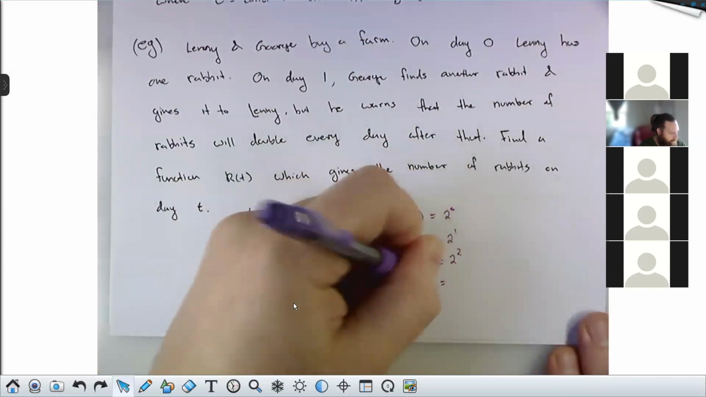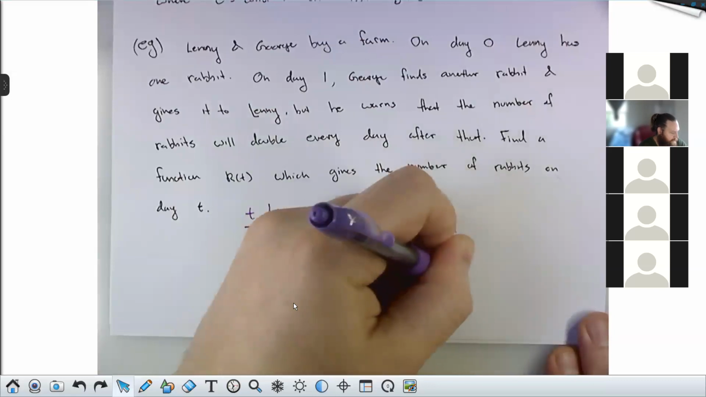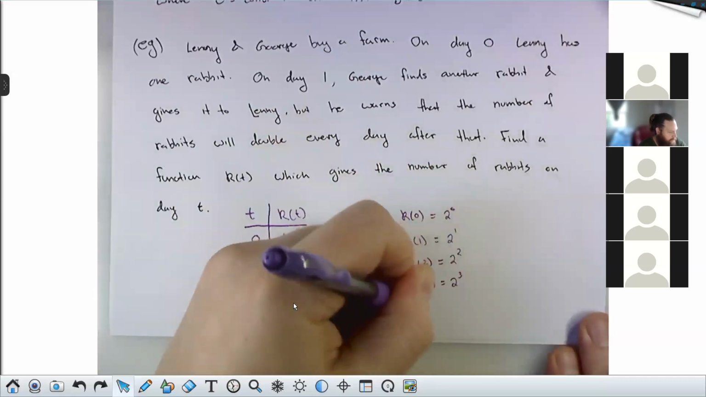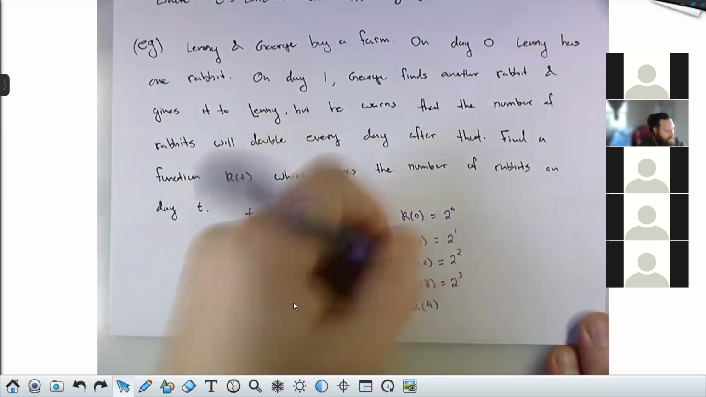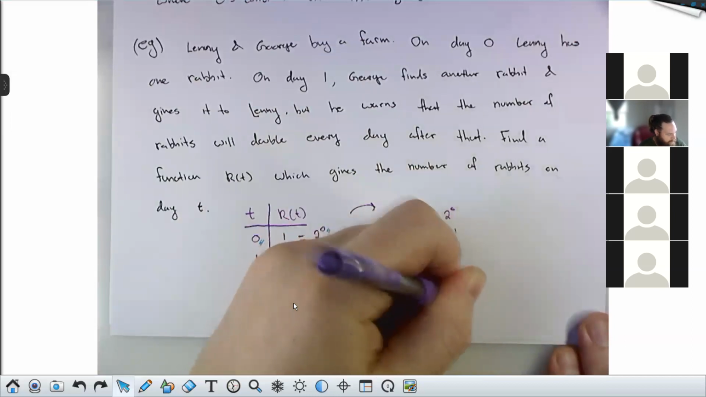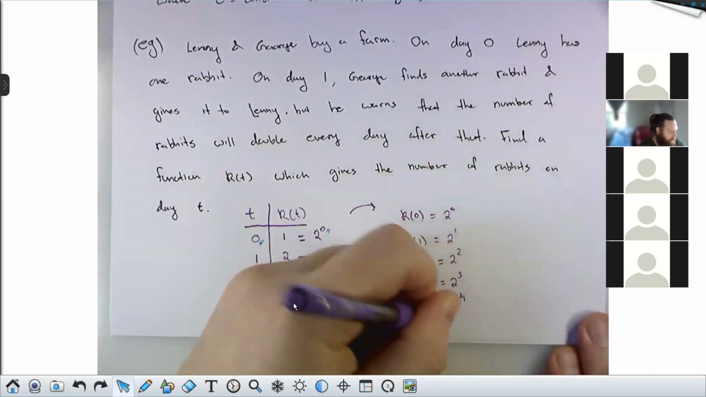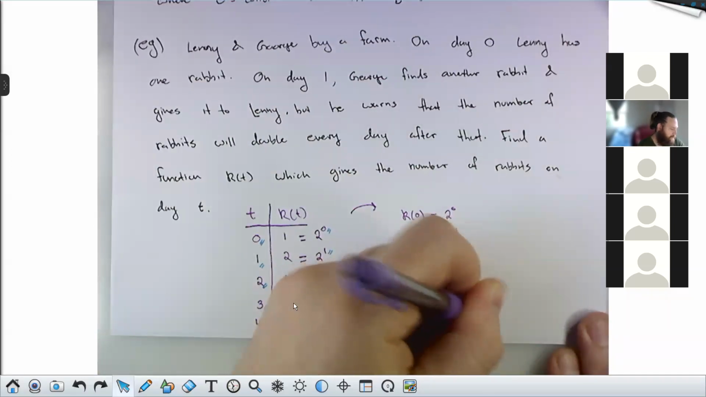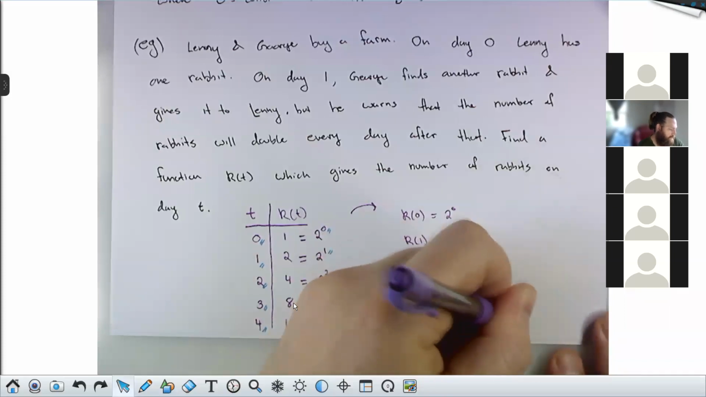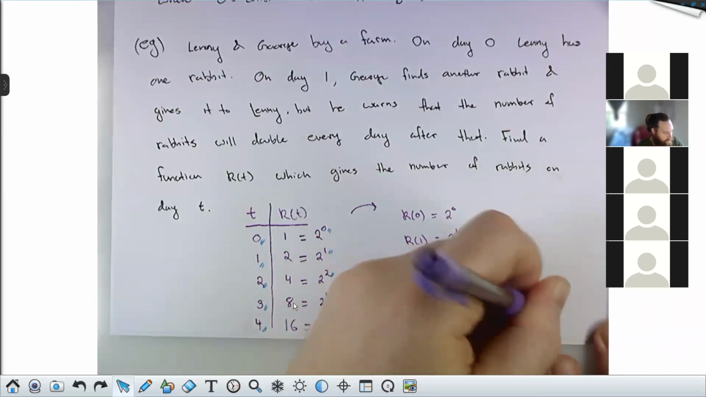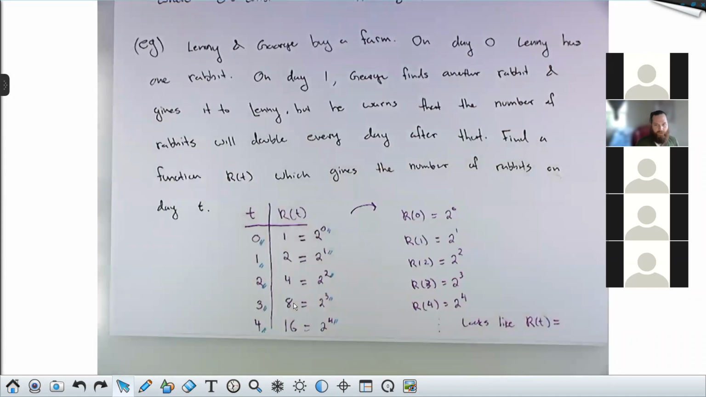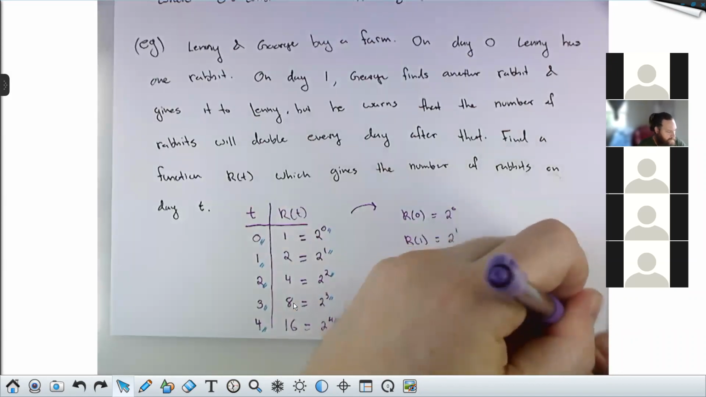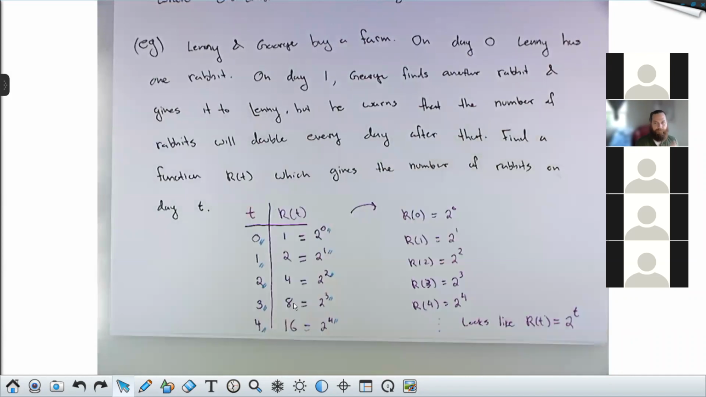But what I'd like to do is think of this in terms of the powers of 2. So 32, the way we get that is by calculating 2 to the 5, right? So in general, it looks here like r of t on any day t is going to be 2 to the t. And this is our first exponential function.